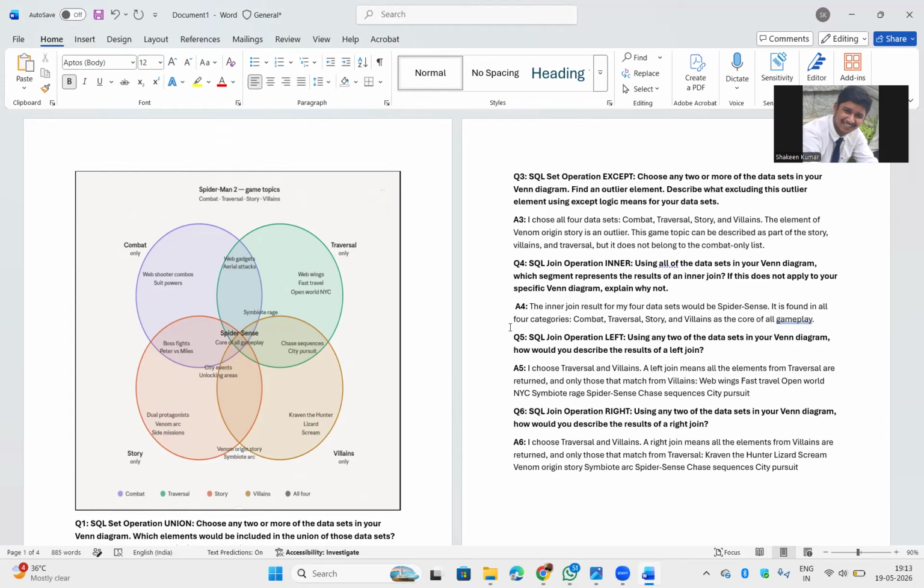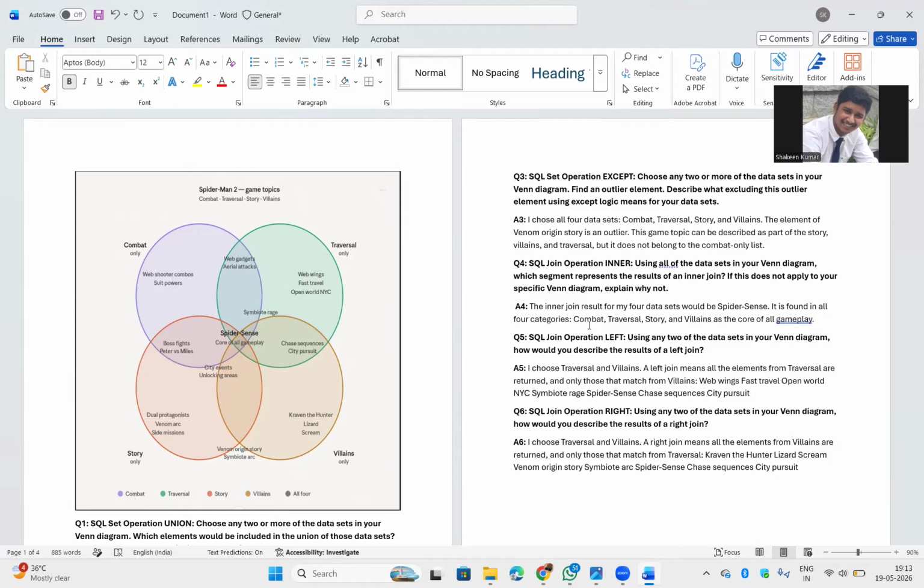Next, for the fourth question, I chose the join operation, inner join. The inner join result for the four data sets would be the spider sense. It is found in all four categories: combat, traversal, story, and villains, as the core of all gameplay.